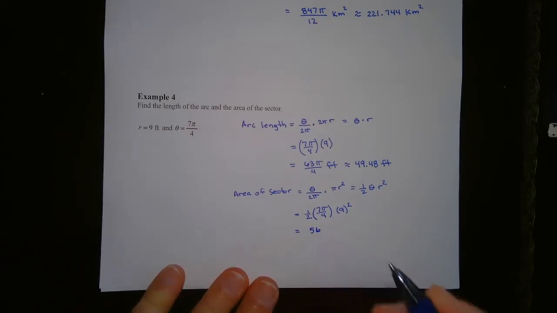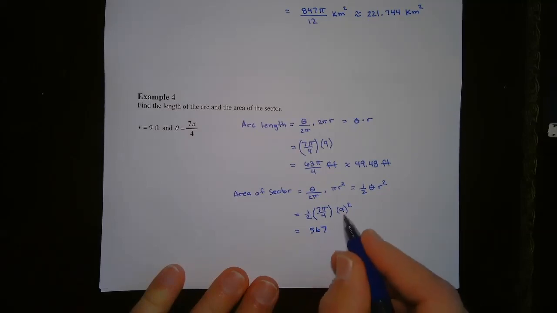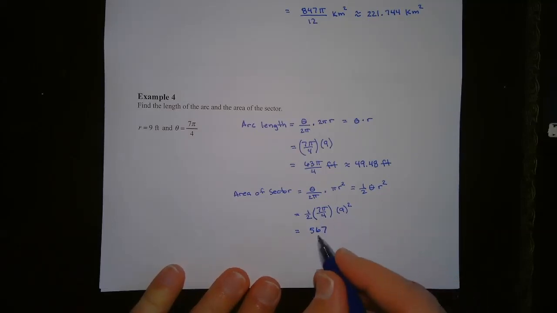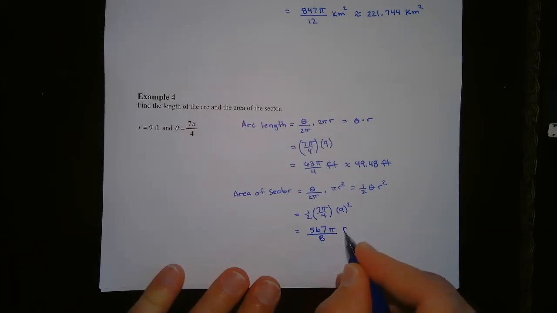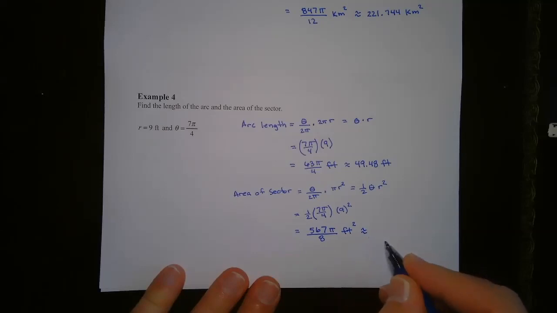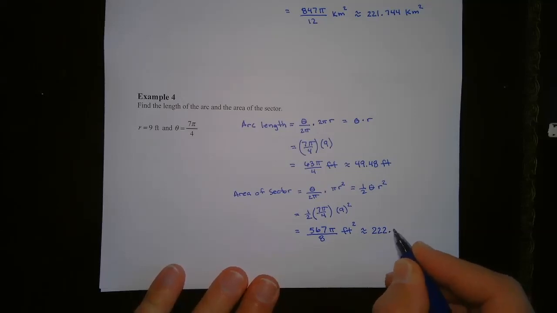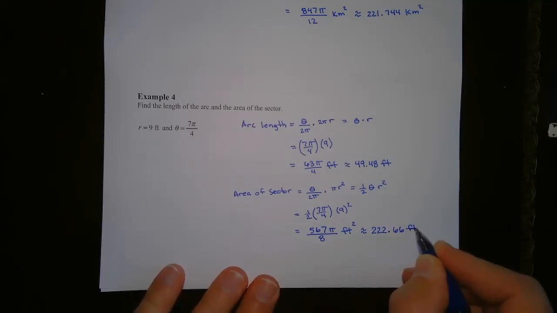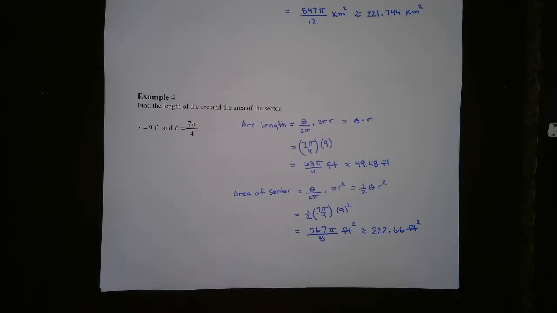Then that would give us a value of 567. I expect you to put this in your calculator. So 9 squared, which is 81 times 7, gives you 567 pi over, and then 2 times the 4 would be 8. And that would be feet squared because it's area, so it has to be square units. Putting this into our calculator gives an approximate value of 222.66 feet squared. And that's how you find the arc length and the area of the sector for parts of circles.